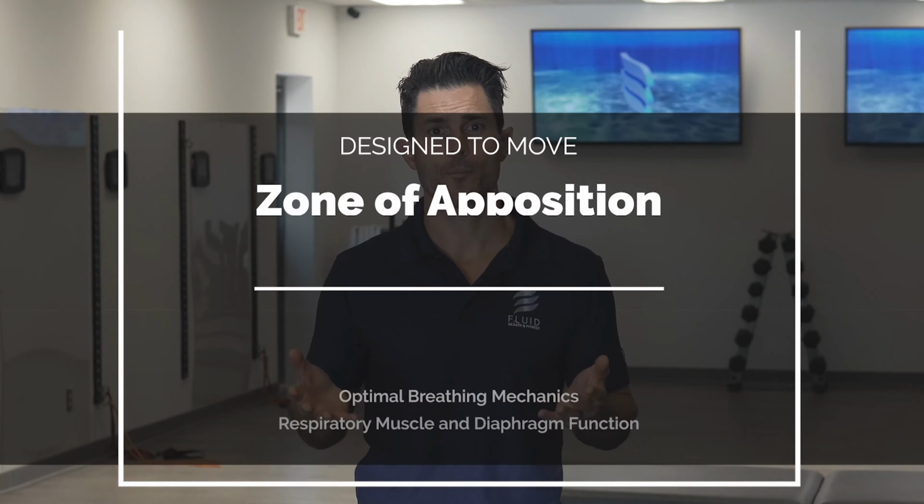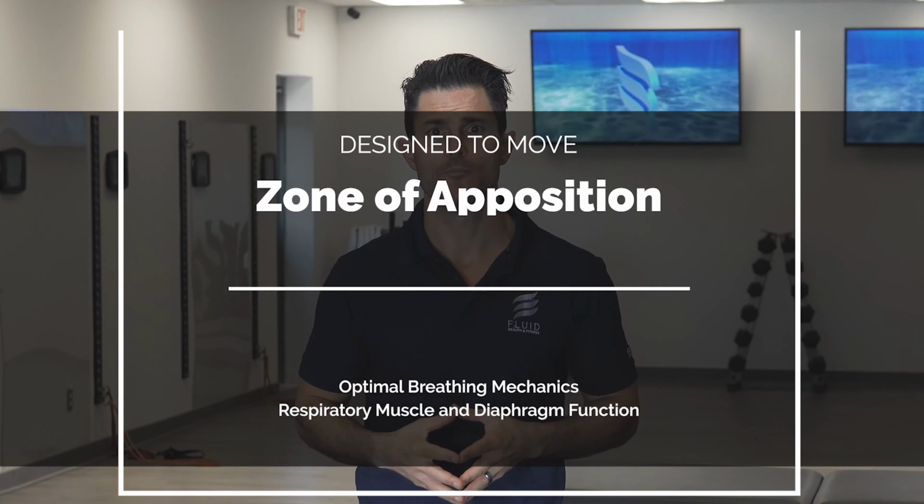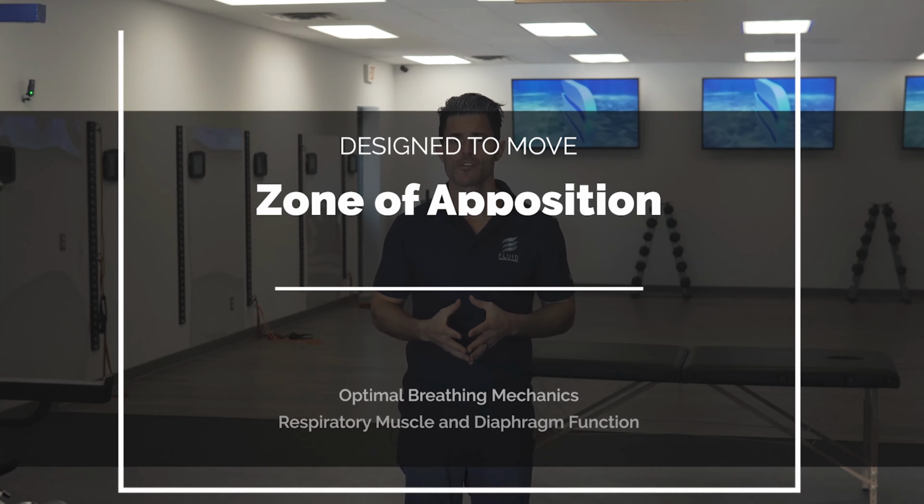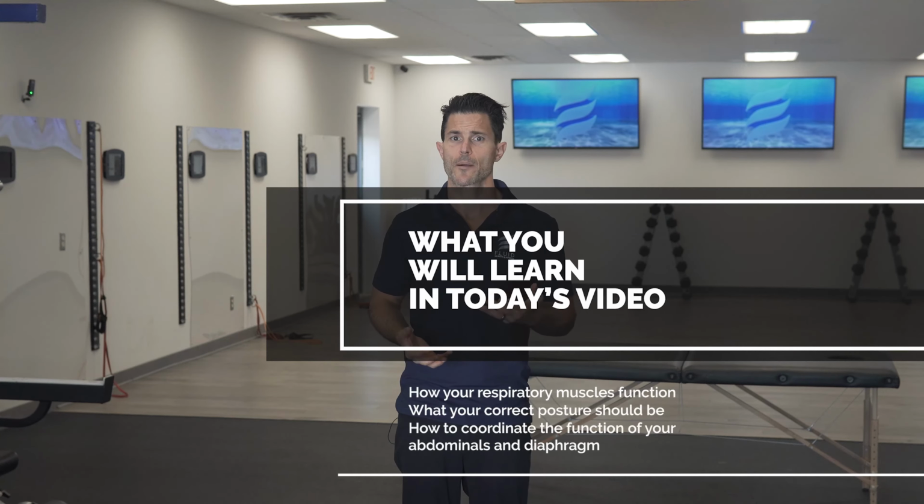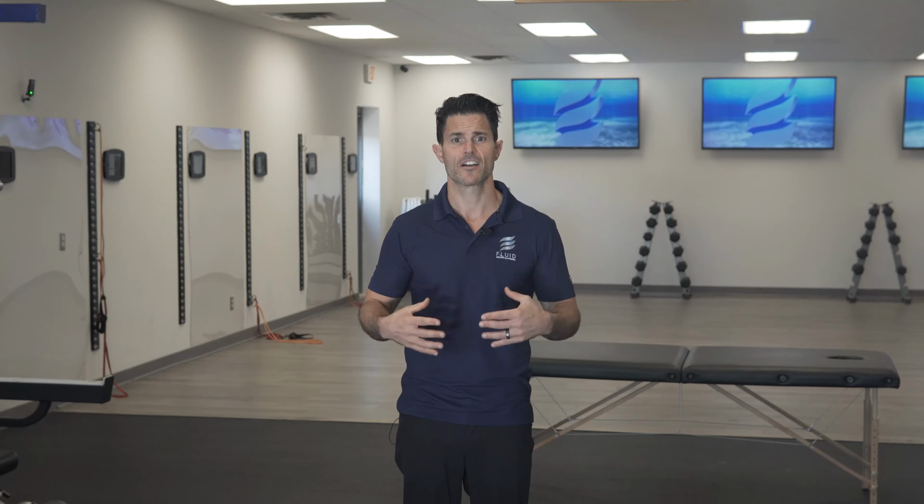Today's topic is a very important one in relationship to your functional movement. We're going to review optimal breathing mechanics. When you're done watching our video, you should be able to describe how your respiratory muscles function, what the correct posture of your rib cage should be, and how the coordinated function of your abdominals and your primary respiratory muscle, the diaphragm, function together. A key term we're going to review is called zone of apposition.